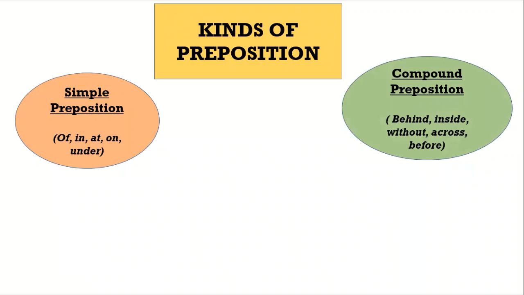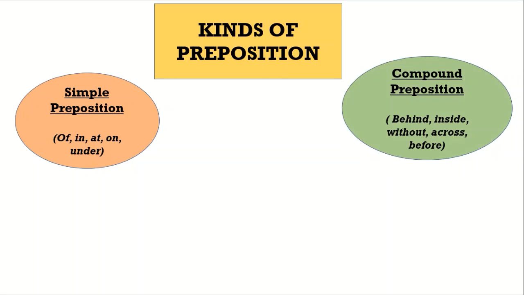Okay, so I cannot drink milk without Horlicks. Next, he came across the river. The noise came across the river. It's like a cross, two different words. So that is called compound. Like along, beside, behind, beyond. All these will come as compound prepositions.